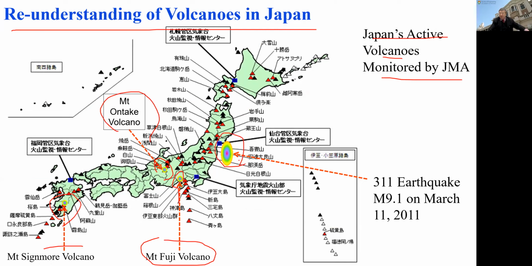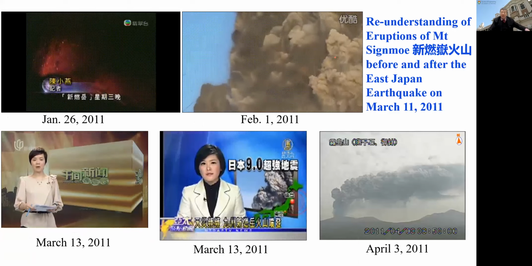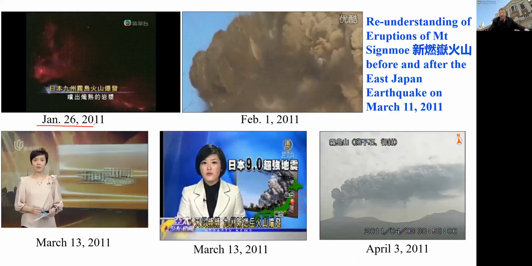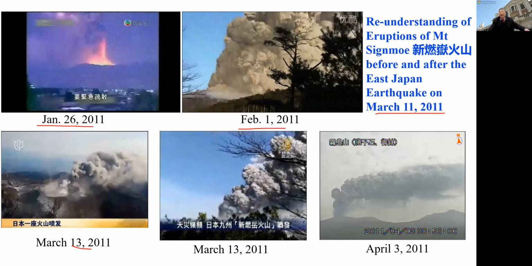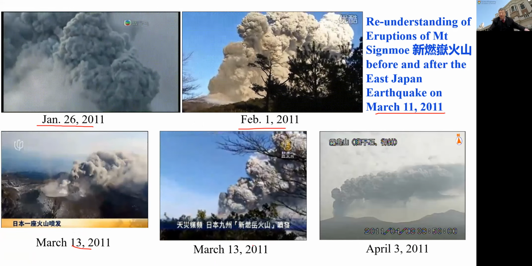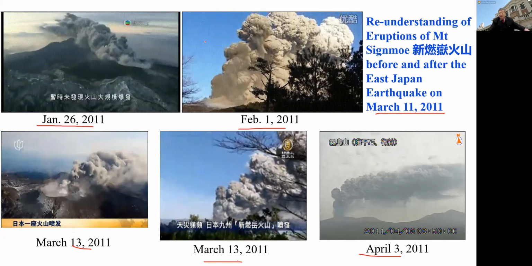And this one is the huge March 11 earthquake, magnitude 9.1, okay, in this location. So this volcano, the Simo, before and after this big earthquake in eastern Japan in this location, has lots of eruptions here. So starting from January 26th and February 1, then March 13 after the earthquake. So March 11 is the earthquake. So before and after, there are lots of eruptions here, okay?